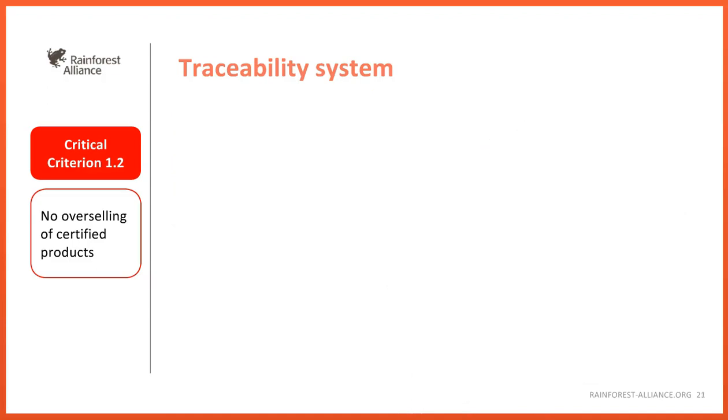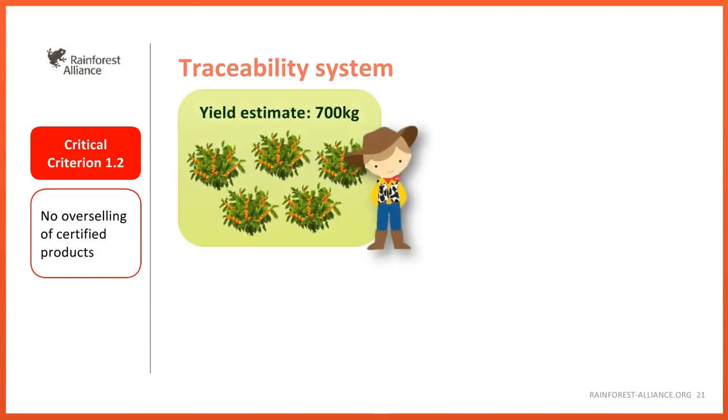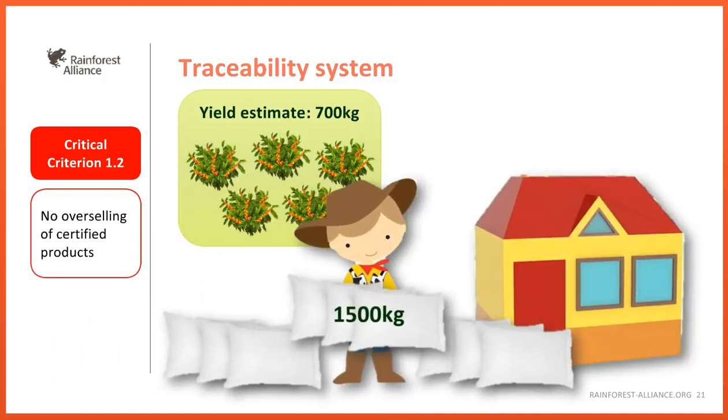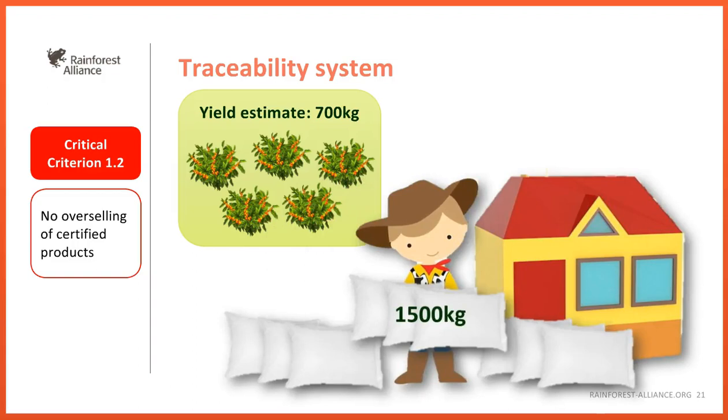On the other hand, if this same producer with the yield estimate of 700 kilograms brings 1,500 kilograms of harvest to the group's collection center, then something is wrong there. You need to suspect whether this farmer is bringing another farm's harvest mixed into his own. There should be a control mechanism to detect such cases.